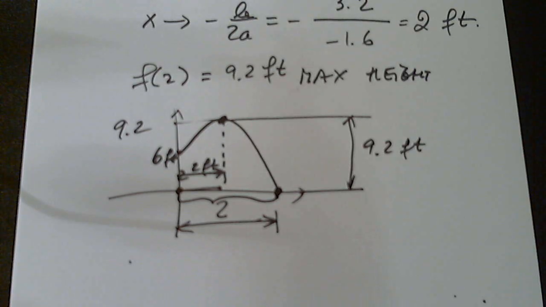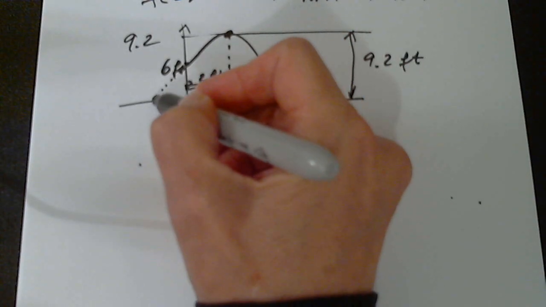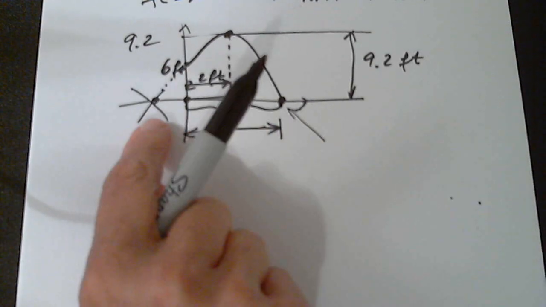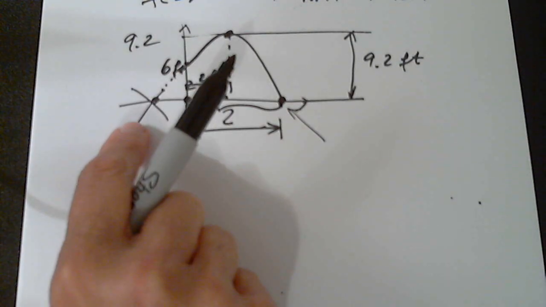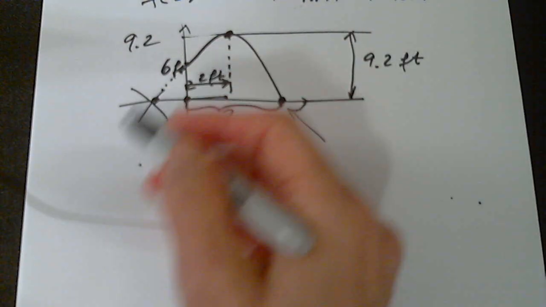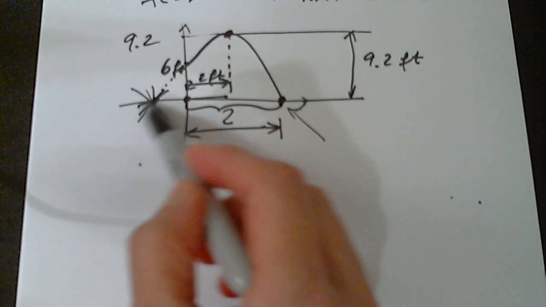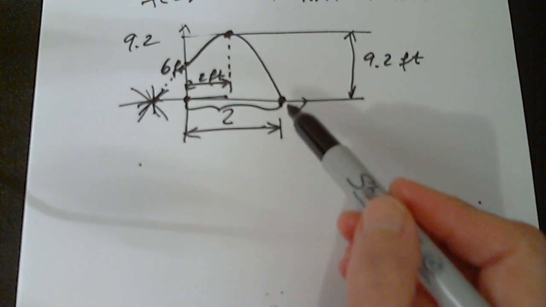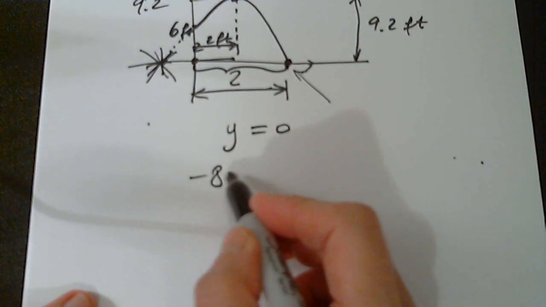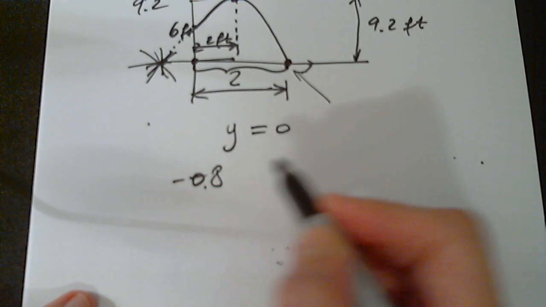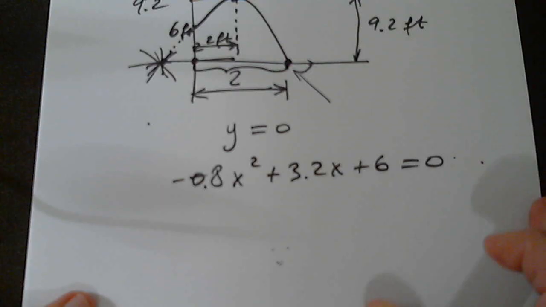What point is this for this function? An x-intercept. Very good. Exactly. The other one will be here, but who cares? Nobody. But we do care about this one, the positive solution. The other one, obviously, it's a symmetric graph with respect to the axis of symmetry. We only care about this, but we will find both. So we have to set y equal to 0. Negative 0.8x squared plus 3.2x plus 6 equals 0.